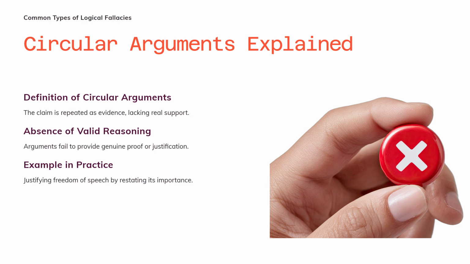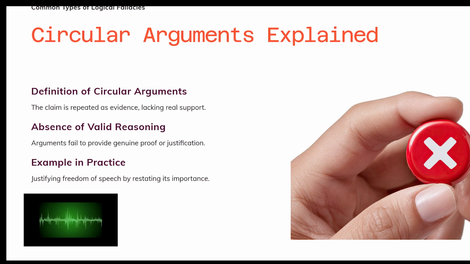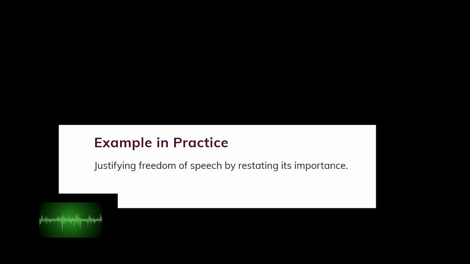Circular argument. A circular argument, or begging the question, occurs when the conclusion of an argument is included in the premise. This fallacy does not provide any actual evidence or reasoning, as it simply restates the claim. Example: I believe that freedom of speech is important because people should be able to express their opinions freely. This statement does not provide a valid reason for why freedom of speech is important. It merely restates the belief.